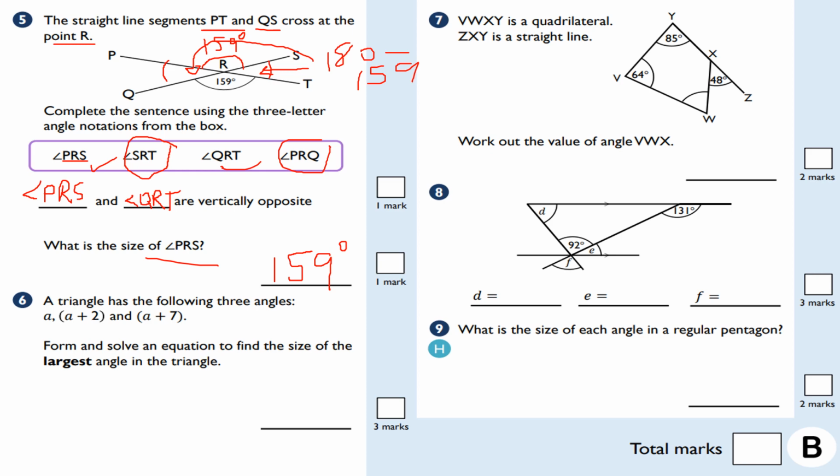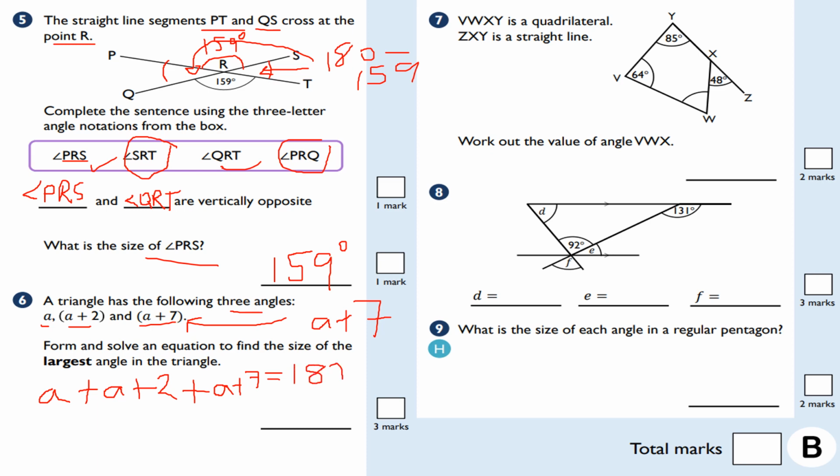Question number 6. A triangle has the following 3 angles: A, A plus 2, and A plus 7. Form an equation to find the size of the largest angle in the triangle. Well, first of all, I realize that A plus 7 is the biggest expression. So whatever A is, I'm going to sub it into A plus 7 because that will give me the biggest angle. So A plus 2 plus A plus 7, okay, that has to equal 180, okay? So I've got to form an equation here.